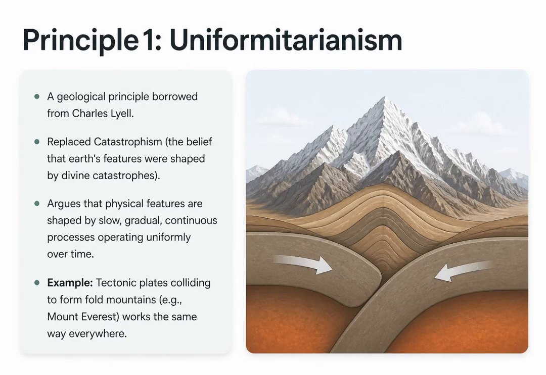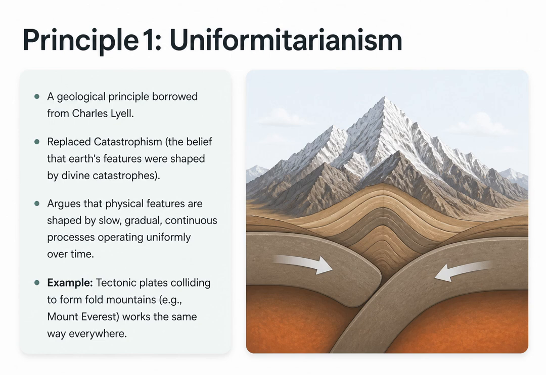The first principle, uniformitarianism, is actually a geological concept borrowed from Tylor's close friend Charles Lyell. Before Lyell, the prevailing belief was catastrophism, the idea that the Earth's topography was shaped by spectacular divine catastrophes, like massive floods. Lyell dismantled this by showing that the Earth is shaped by slow, gradual, continuous processes that operate the exact same way today as they did millions of years ago.